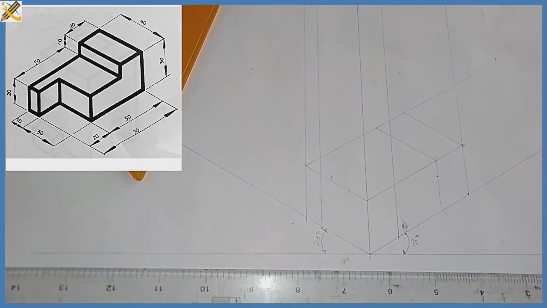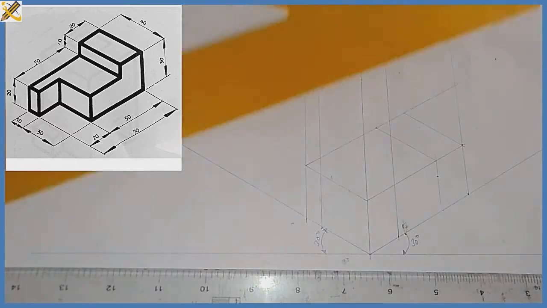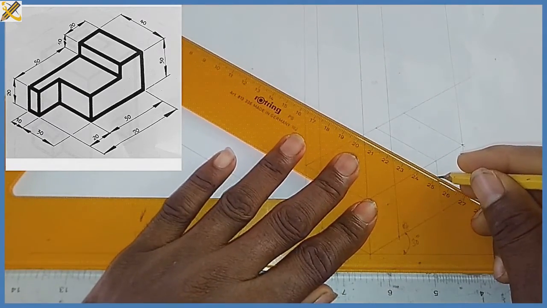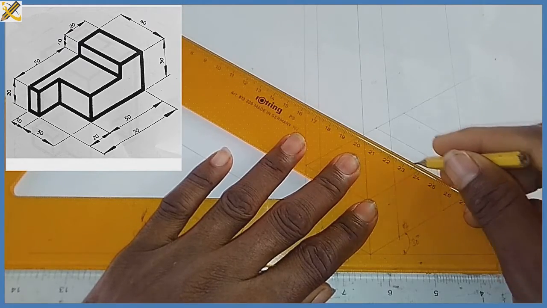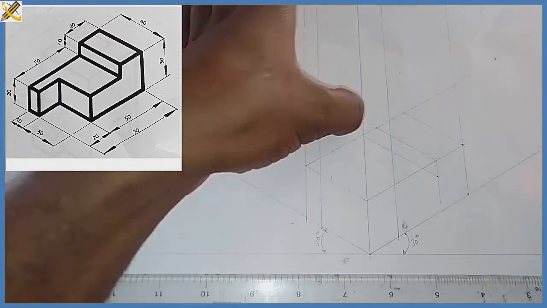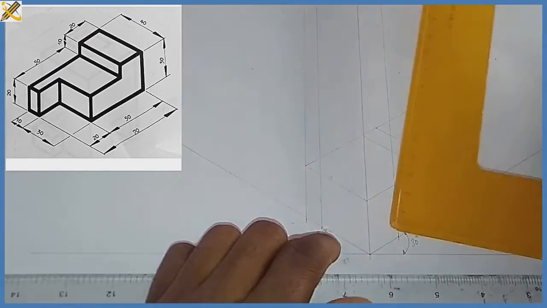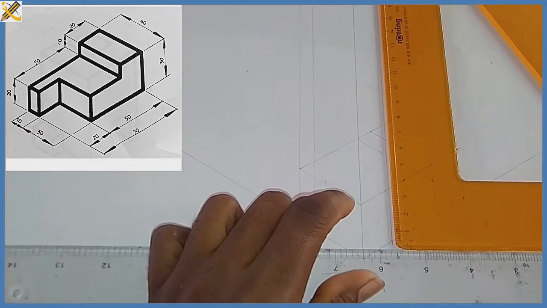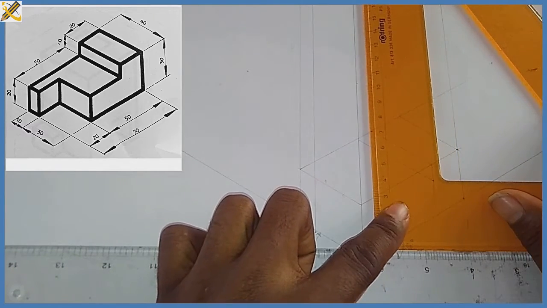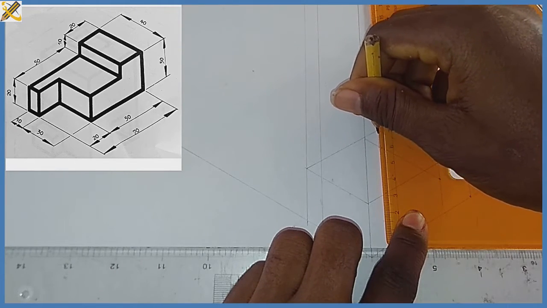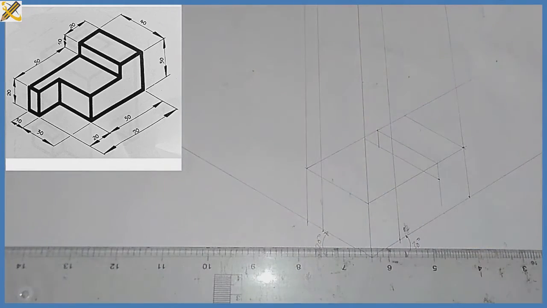Okay, since I have 10 at that junction, I'm going to project that 10 here. I'm going to project it this manner with my 30-60 degree set square down to this area right here. From this junction, I'm also going to draw it downward vertically, which is going to be this, and that's this right here. All right, that's it right there.